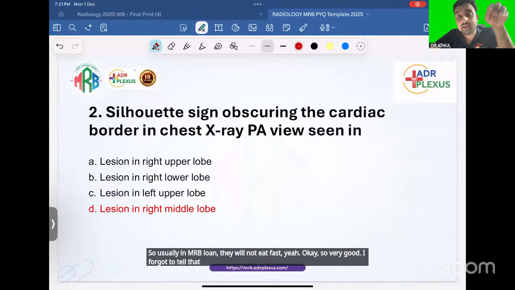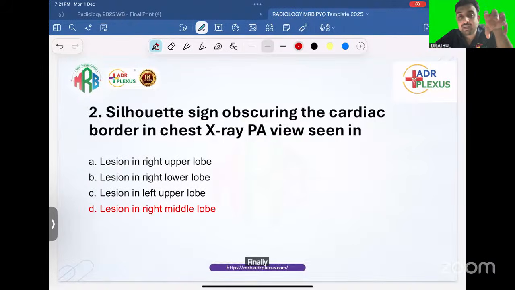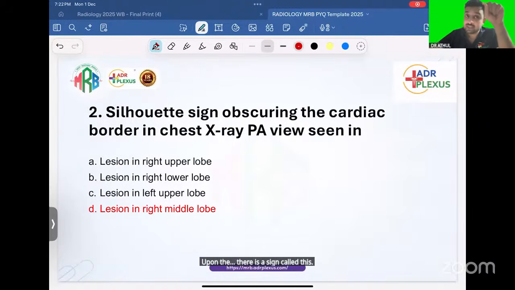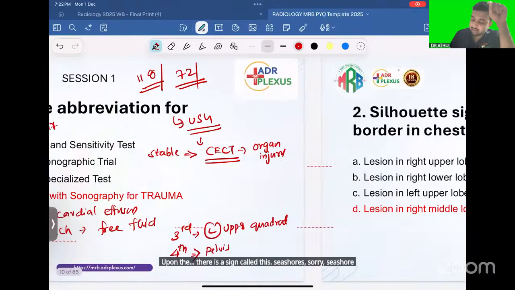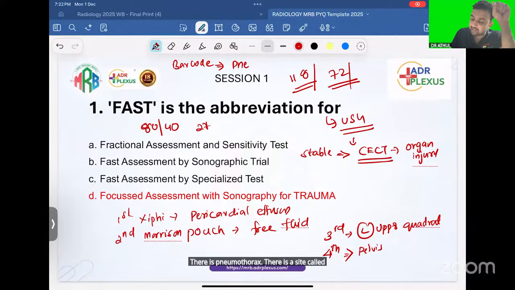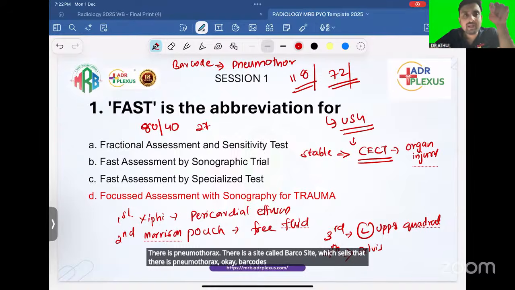Now we are adding one more thing. Finally, we will keep the probe above the lung fields. We are searching for pneumothorax or hemothorax. There is a sign called the seashore sign for normal. There is a sign called the barcode sign, which tells that there is pneumothorax. A normal lung will show the seashore sign in ultrasound.